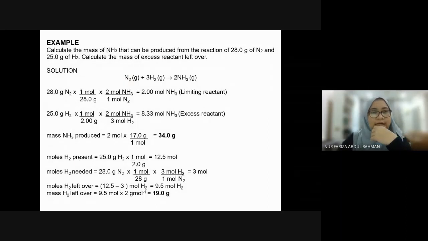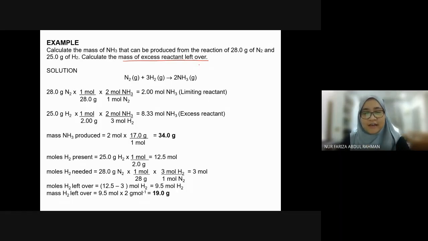Okay, next. Calculate the mass of NH3 that can be produced from the reaction of 28 gram of nitrogen and 25 gram of hydrogen. Okay, this is another example. There is a slightly extra question: calculate the mass of excess reactant left over. Calculate the mass of the leftover.